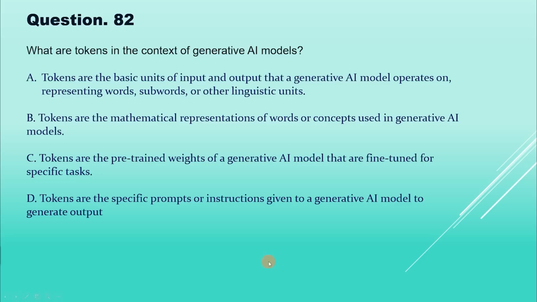And the correct answer here will be option A. Tokens are basic units of input and output that a generative AI model operates on, representing word, subword, or other linguistic unit. Because in context of generative AI model, tokens are the smallest unit of text that the model processes. A token could represent an entire word, a subword, or even a single character, depending on how the model is tokenized. Tokens are the basic building blocks for both input and output in natural language processing tasks such as text generation or translation. So option A is correct here.